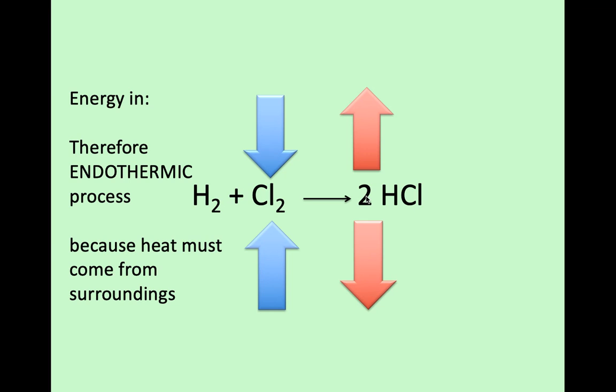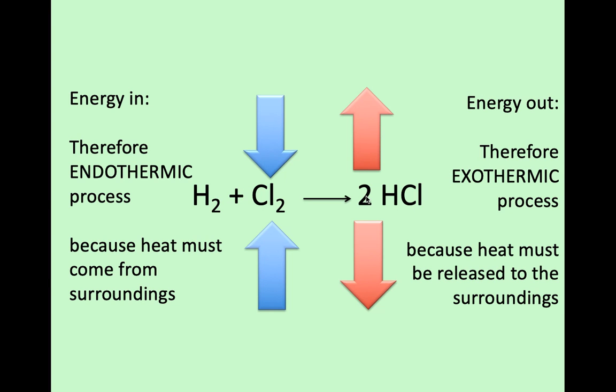The reason why I've done the arrows in red and blue is because at the start of the reaction here, we need to put energy in to break these apart, to break the hydrogen apart, to break the chlorine apart. So we're putting energy in. That is an endothermic process. We have to get that energy from the surroundings. Energy can't be created nor destroyed. We must put it in from the surroundings.